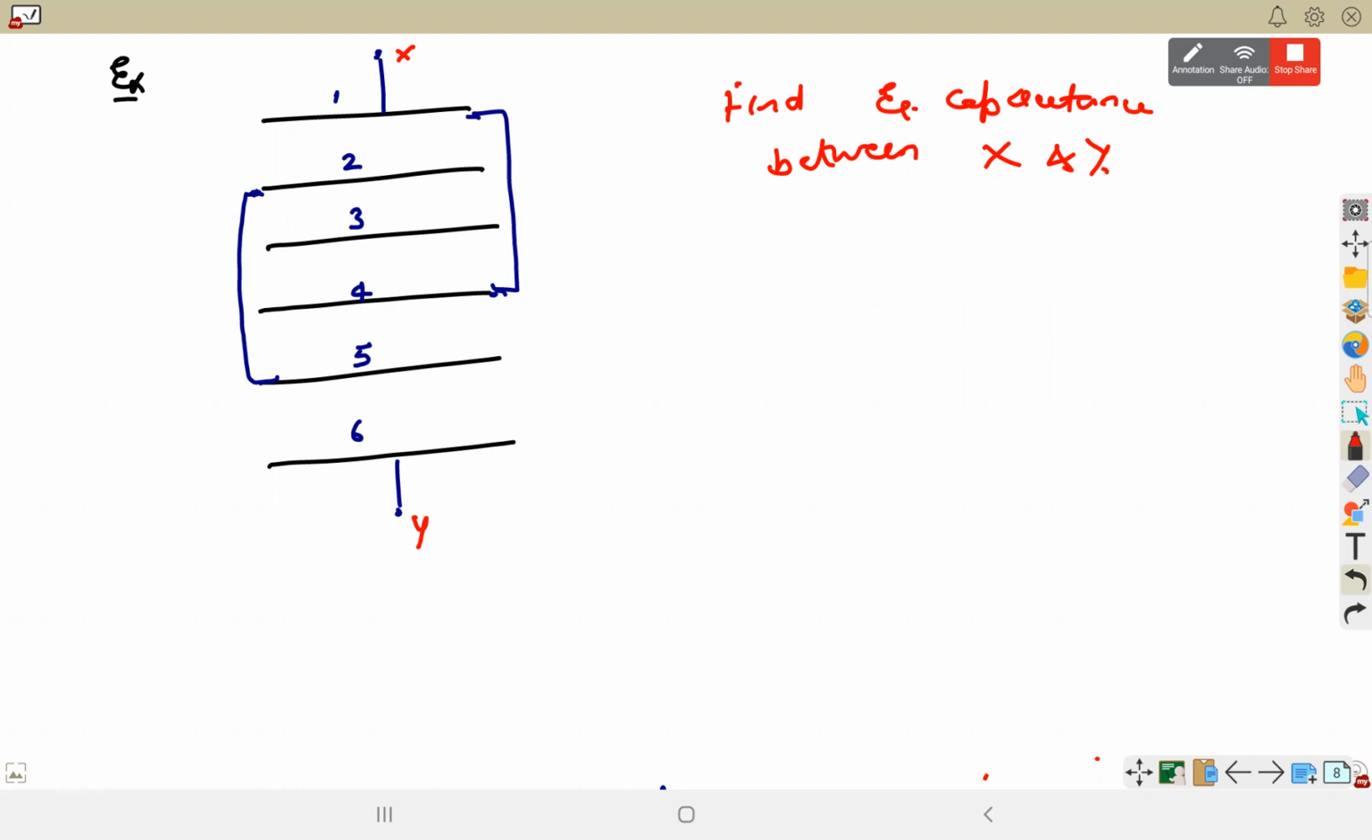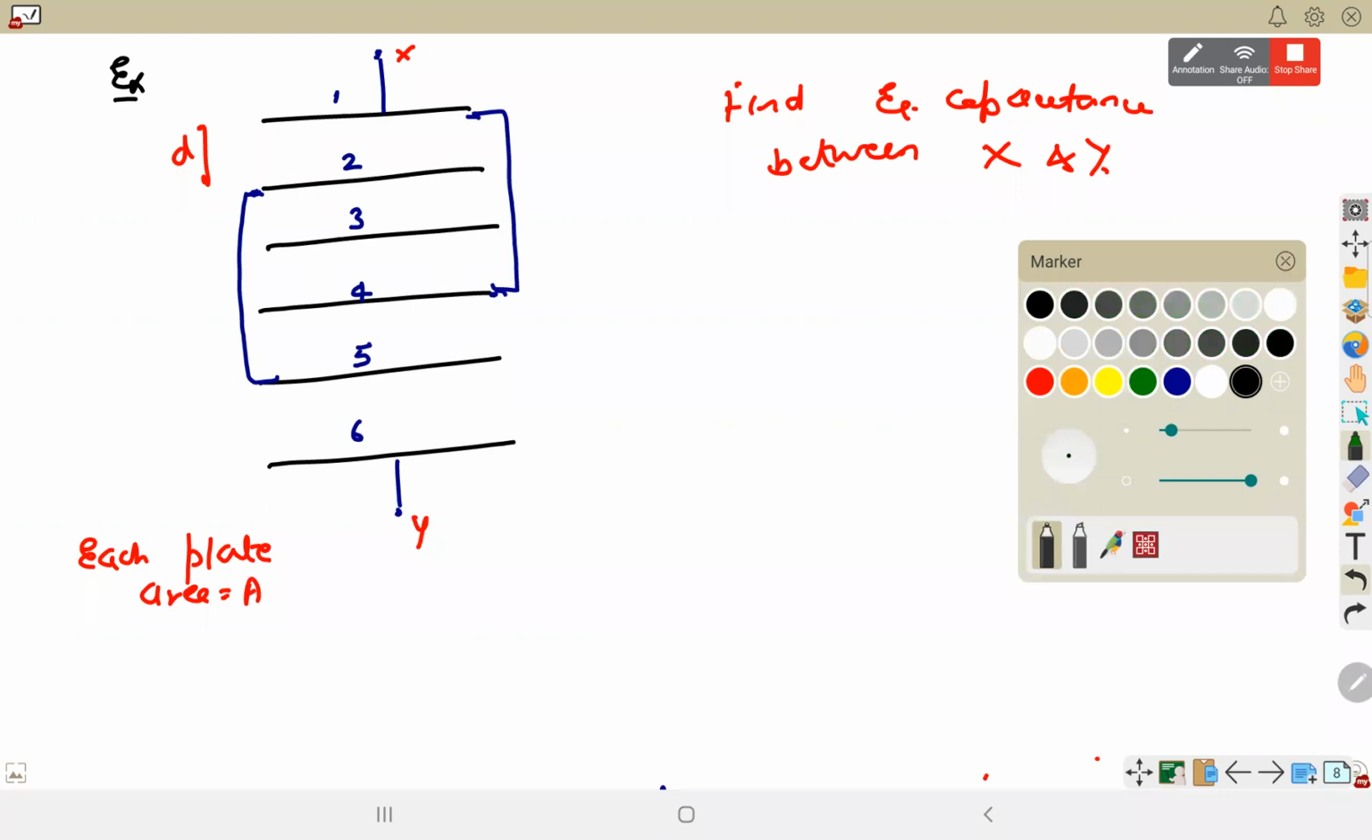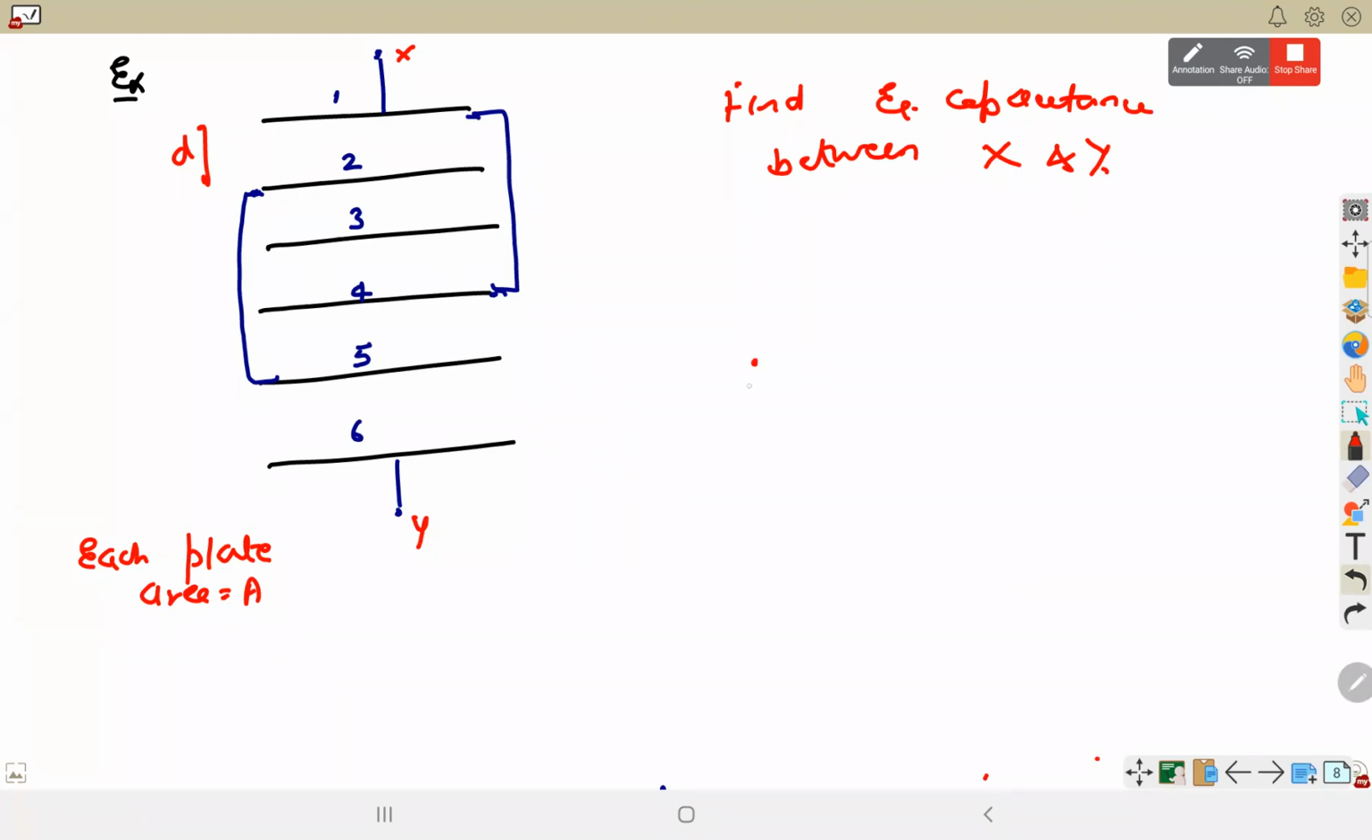Right. Calculate the capacitance between X and Y. Each plate area is A and the distance between two plates is d again. Have we now understood what to do? Yes, sir. 5 by 7 epsilon naught A by d. Okay. Let them confirm.